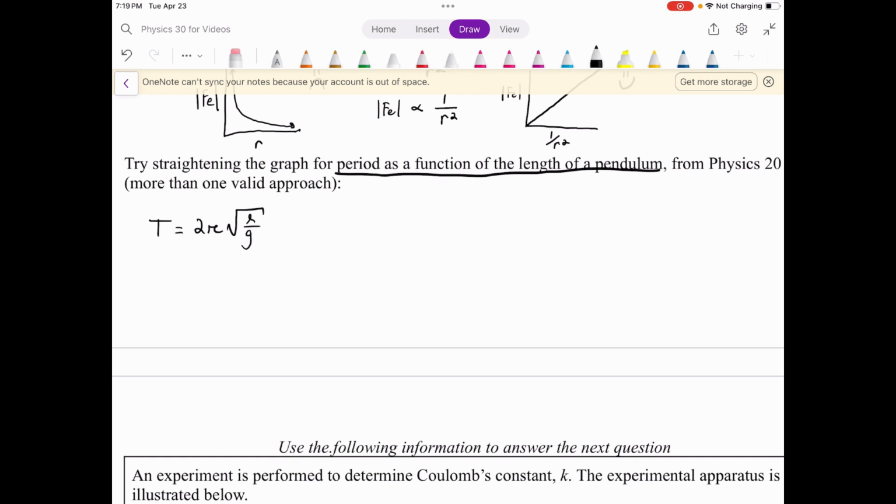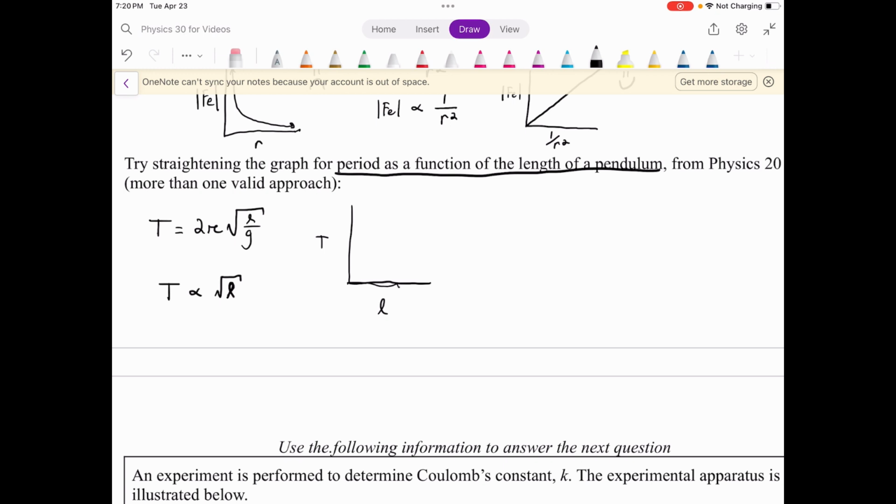So it's saying, how could you straighten this graph? T, period, as a function of the length of the pendulum. Well, first, let's just look at the relationship between T and L. Yes, it depends on the acceleration due to gravity, but it also depends on the length. So we want to know, what is just that dependence? Well, we can see that the period depends on not just L, right, but the square root of L, okay? That's how it depends on the length of the pendulum.